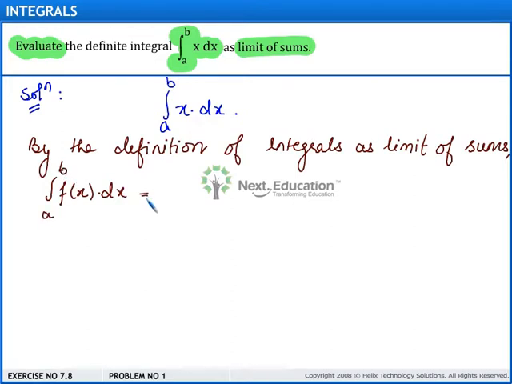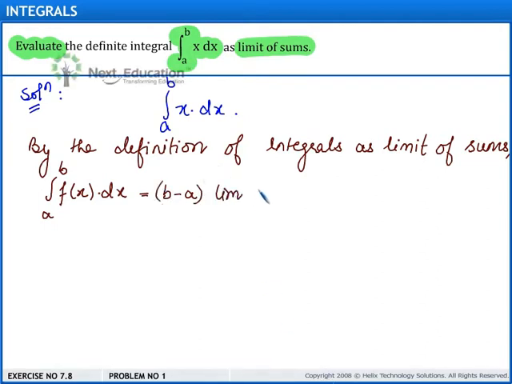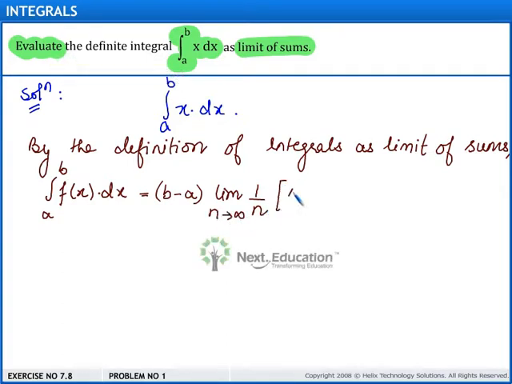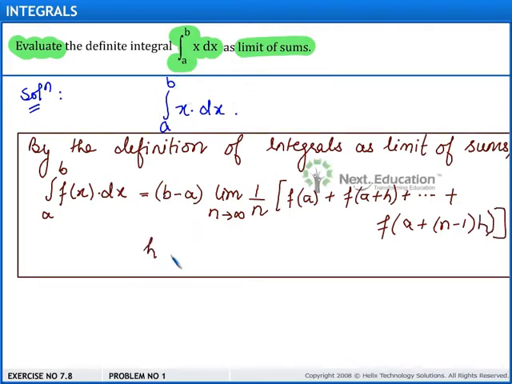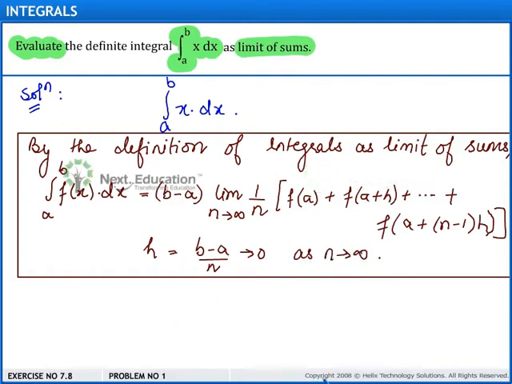Now, by the definition of integrals as the limit of sums, we know that the integral of f(x) dx from a to b is given by (b minus a) into the limit of 1 upon n as n approaches infinity, of f(a) plus f(a plus h) plus so on up to f(a plus (n minus 1) into h), and here h is equal to (b minus a) upon n, which tends to 0 as n tends to infinity.